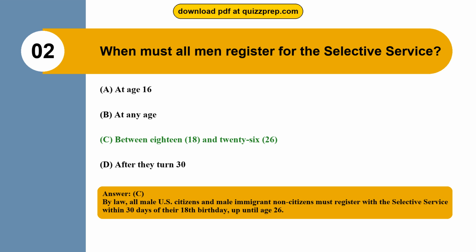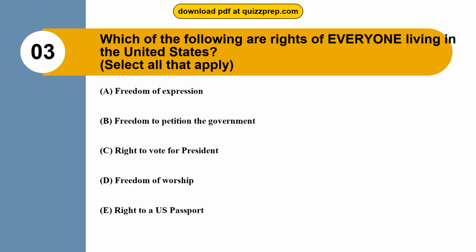Question 3. Which of the following are rights of everyone living in the United States? Option A. Freedom of expression. Option B. Freedom to petition the government. Option C. Right to vote for president. Option D. Freedom of worship. Option E. Right to a U.S. passport. The correct answers are options A and B and D.